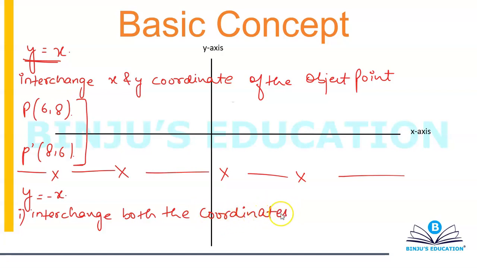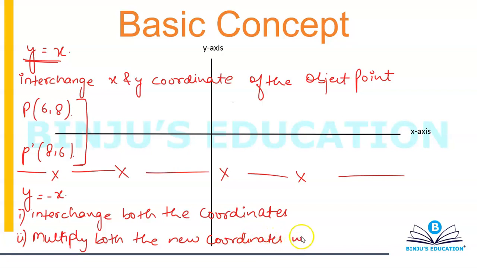You will interchange both the coordinates, and then you will multiply both the new coordinates with a negative sign.